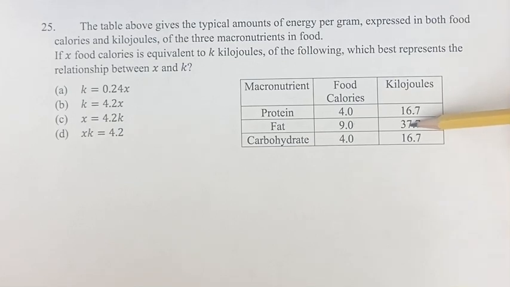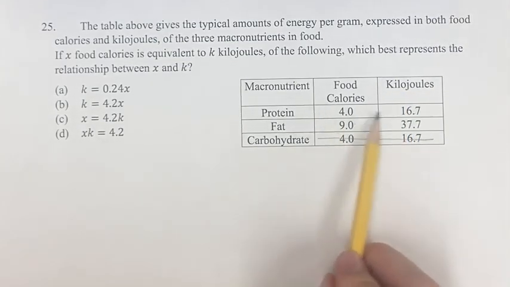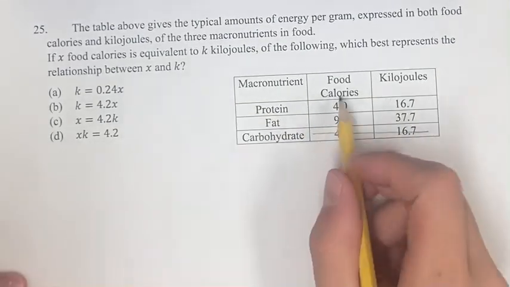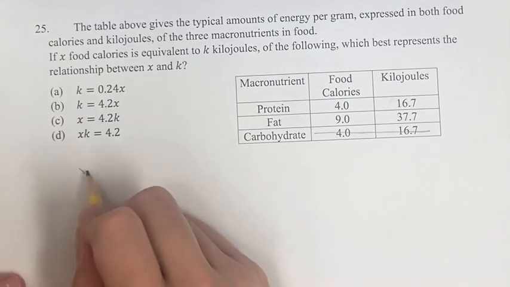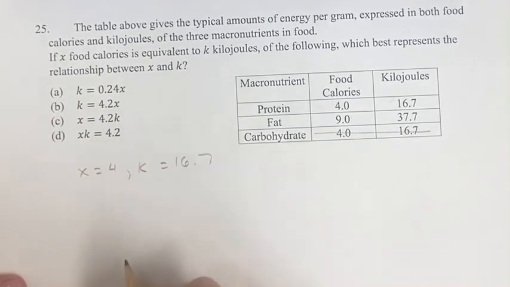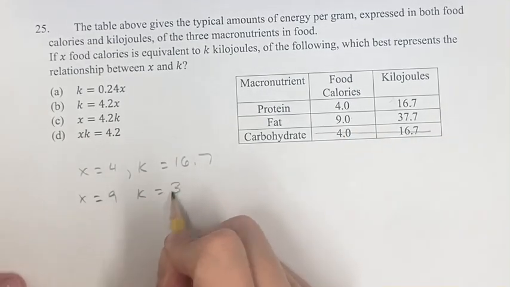equal to 37.7 kilojoules. We also have another 4 equal to 16.7, but that's just telling us the same thing that the protein told us, so we can just ignore that. So we know when the food calories X is equal to 4, the kilojoules K is equal to 16.7, and when X is equal to 9, K is equal to 37.7.